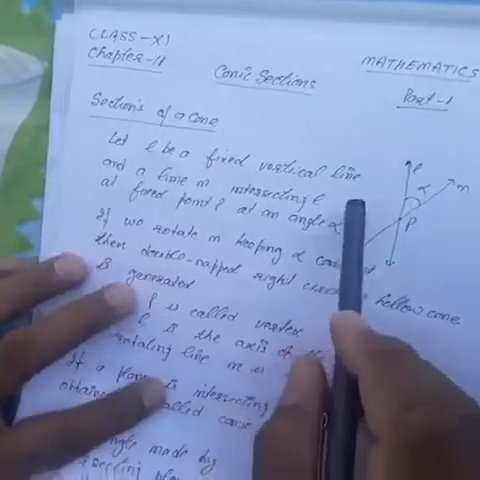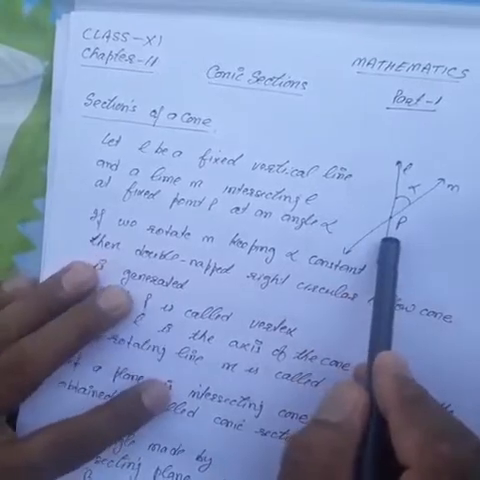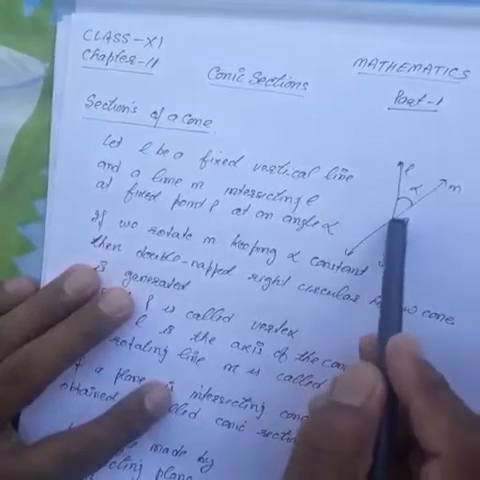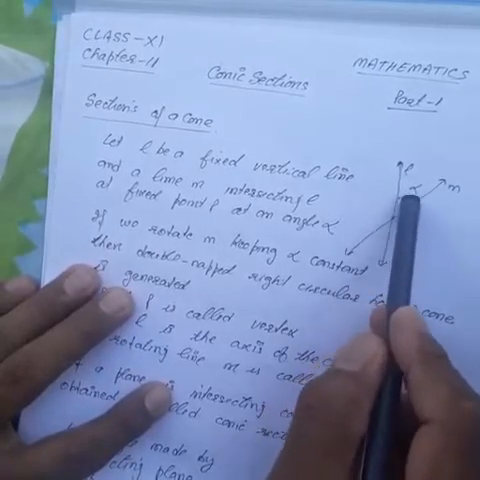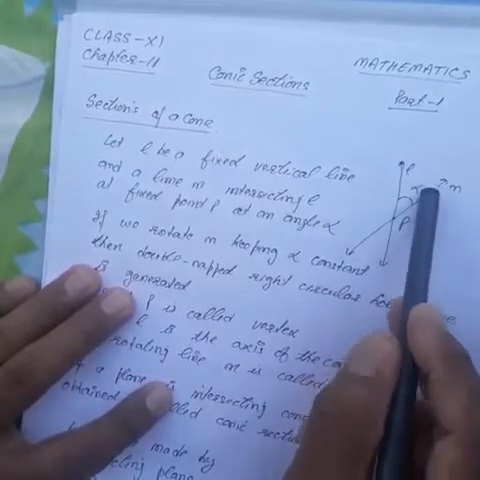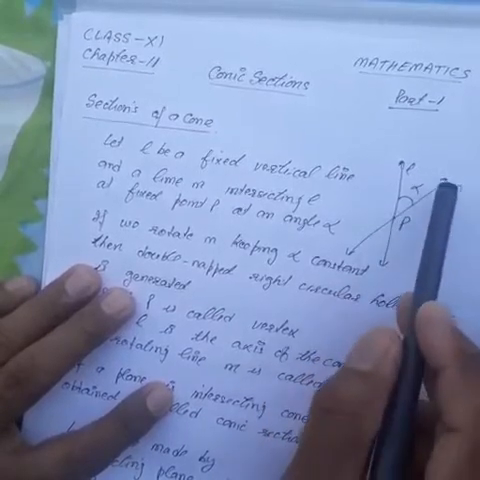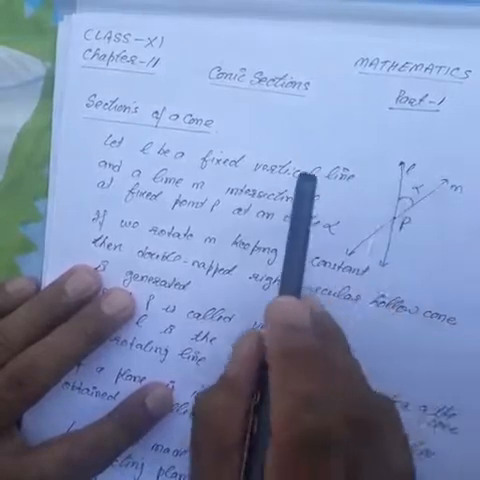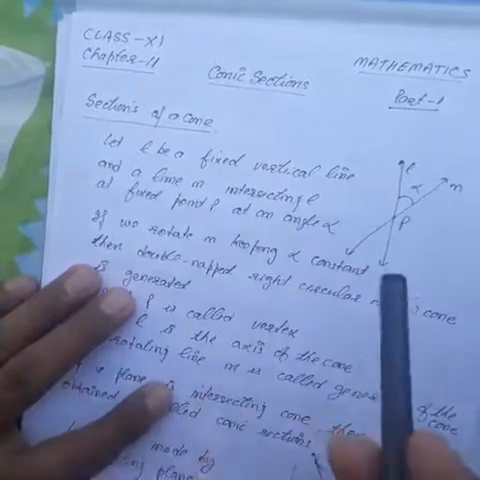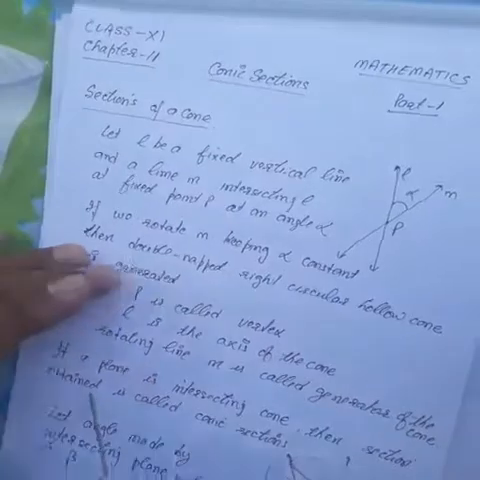For this, consider a fixed vertical line. This is another line which is inclined to this fixed line at a fixed point P at a constant angle alpha. So this alpha should be constant. This line M is inclined to L at alpha at point P. And if you start revolving line M, the inverted cone that will be generated, I have prepared a model for you.